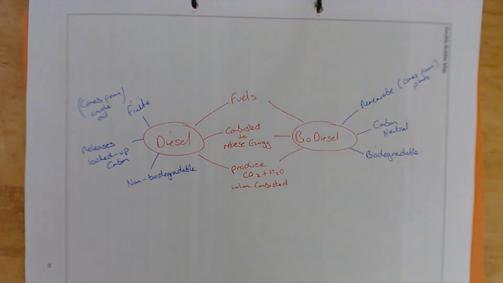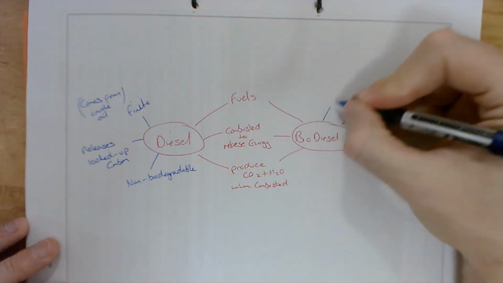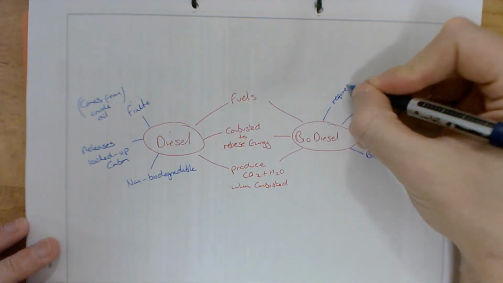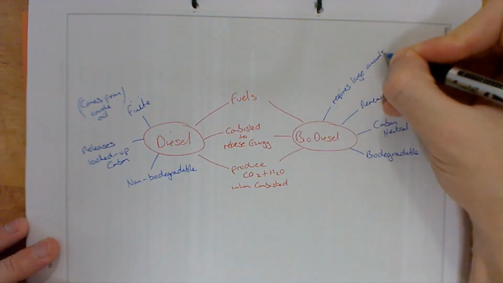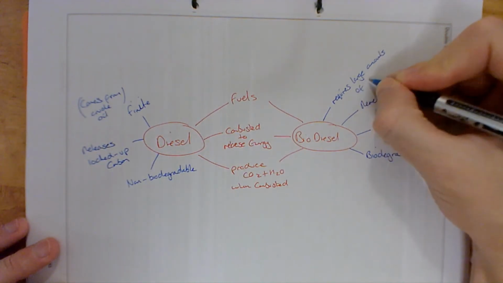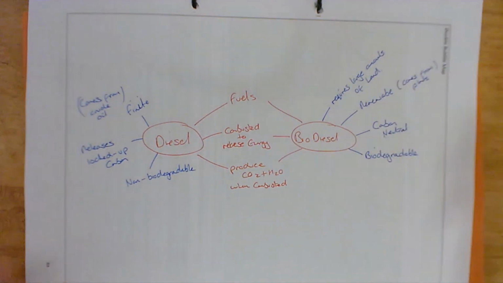However, there are some disadvantages to biodiesel. For example, it requires large amounts of farmland, which means two things: either that land is not being used for farming crops for food, or perhaps it's a large contributor to deforestation, clearing large areas of the rainforest in order to grow biodiesel crops because they're quite profitable.